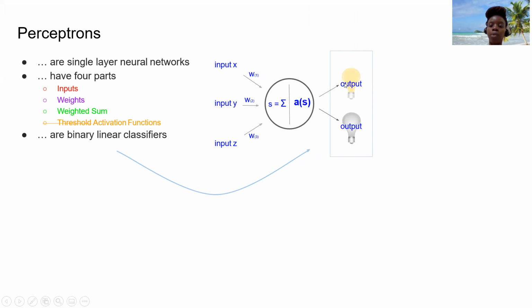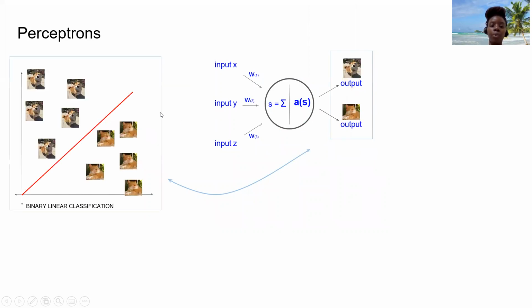For this example, you can see that the torch is either on or off, so it only gives an output or does not give an output. In the case where we have to differentiate between a dog and a cat, this is how the representation would look. We'd have a binary linear classification with a single layer perceptron able to clearly separate the dogs from the cats. You give it the input and the weights, it has the activation function, and it tells you that this is either a dog or a cat.